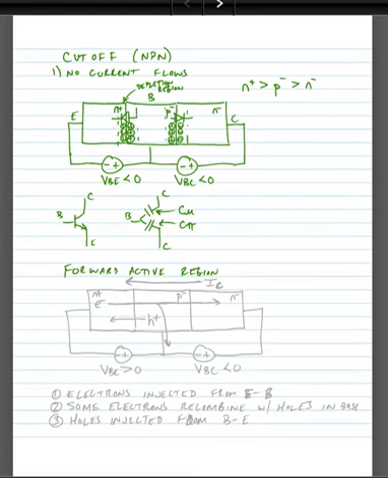Okay, in the forward active region, the base emitter junction is forward biased, so the diode's on. The base collector junction is reverse biased, so the diode is off. So if we look at the cross-section of our devices again, we have our emitter, N plus, base, P minus, collector, N minus, and here we put a voltage across the base emitter junction where the base to emitter potential is greater than 0.